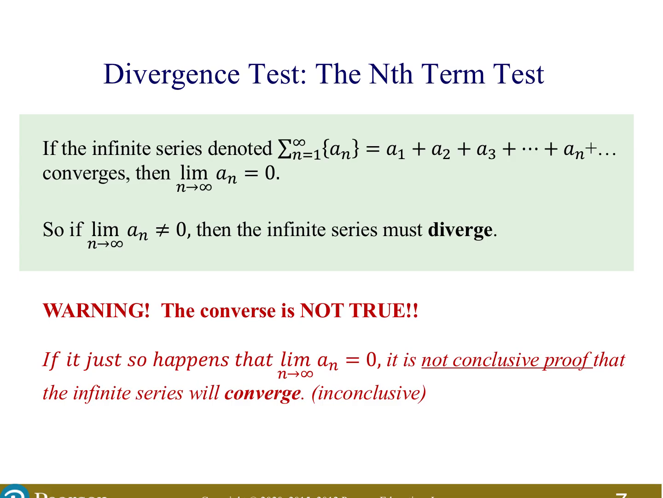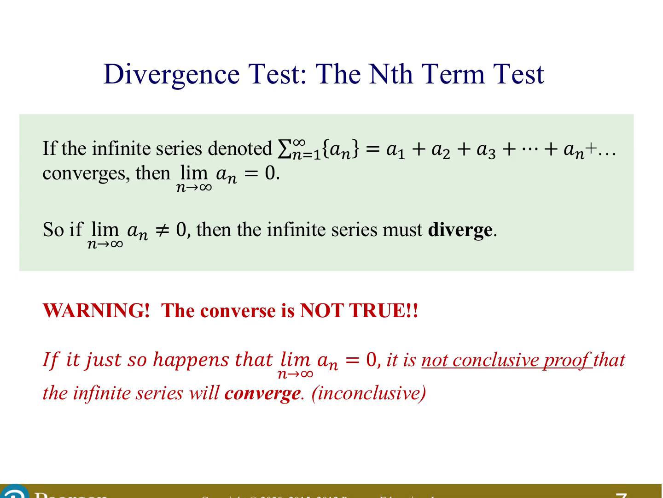Okay, so that gets to this. If, this is our A part, if the infinite series, denoted A1 to AN, converges, then the limit of the last term is 0. That is a true statement. We start with that.